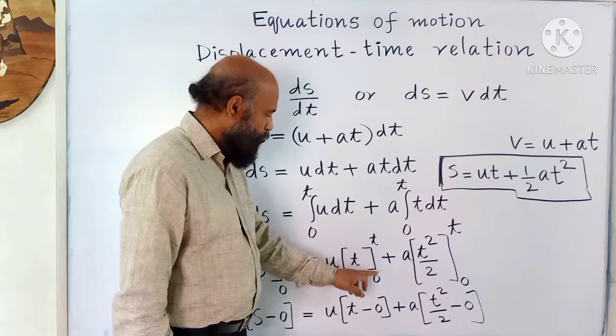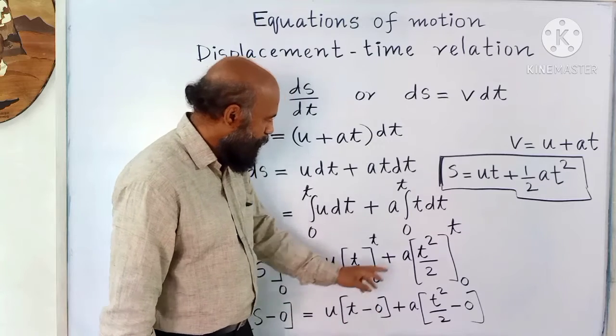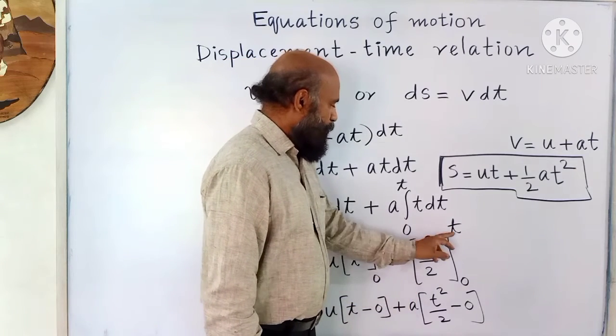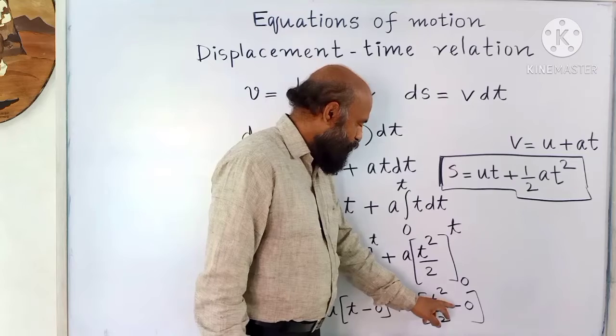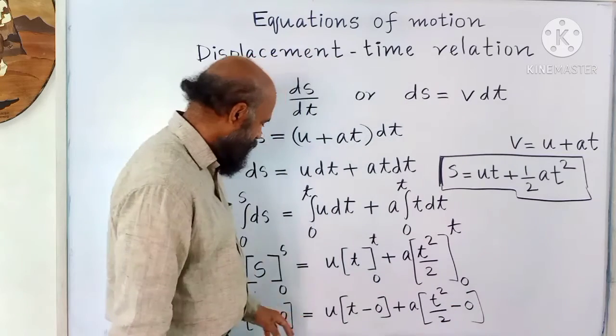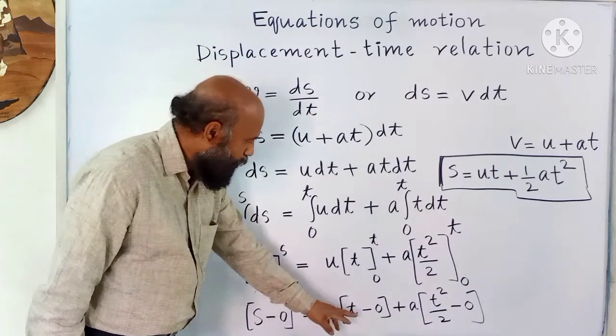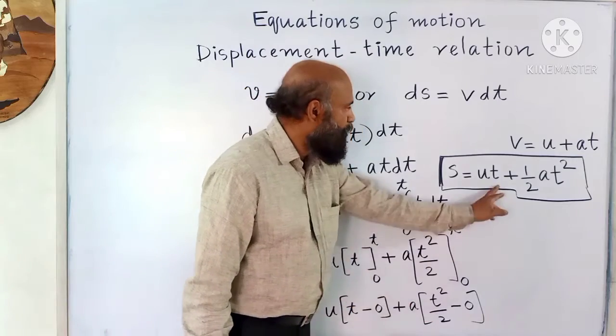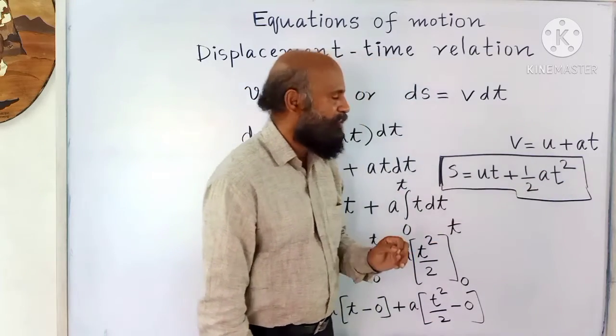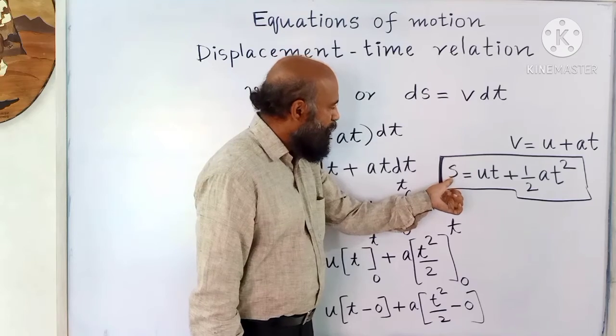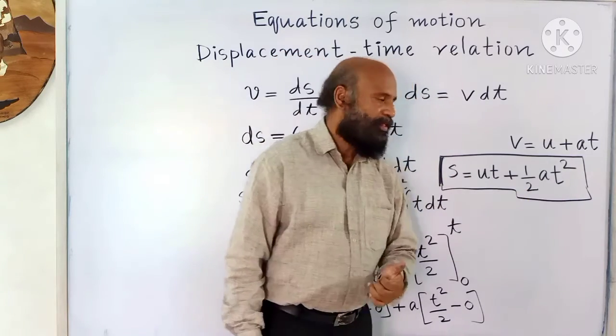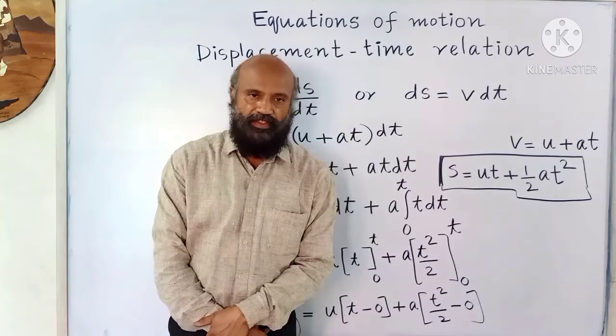Here upper limit t, lower limit 0, so t minus 0, plus a, upper limit t, so t square by 2 minus lower limit 0. So s is equal to ut plus half at square. So this is the relation between displacement and time. s is equal to ut plus half at square.